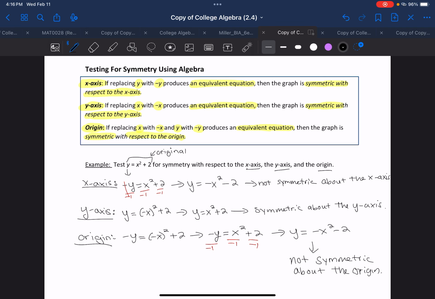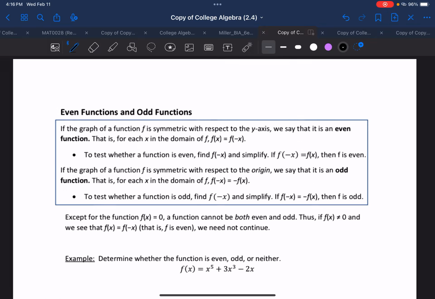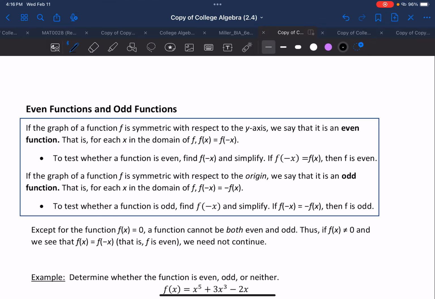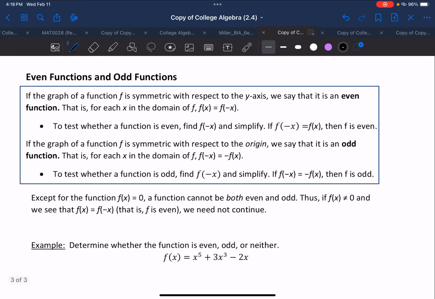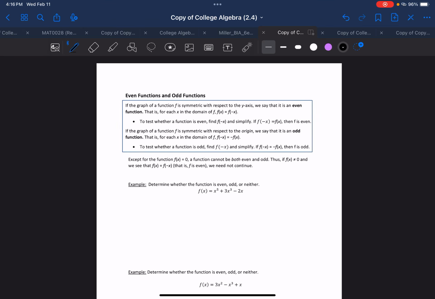Okay, so these are the less common tests that you'll be using. Now, if you wanted to test an equation for symmetry about the x-axis, you have to use this test. But I am about to show you another test that also tests for symmetry about the y-axis or the origin. And that's on this next page here. But these are only for functions.